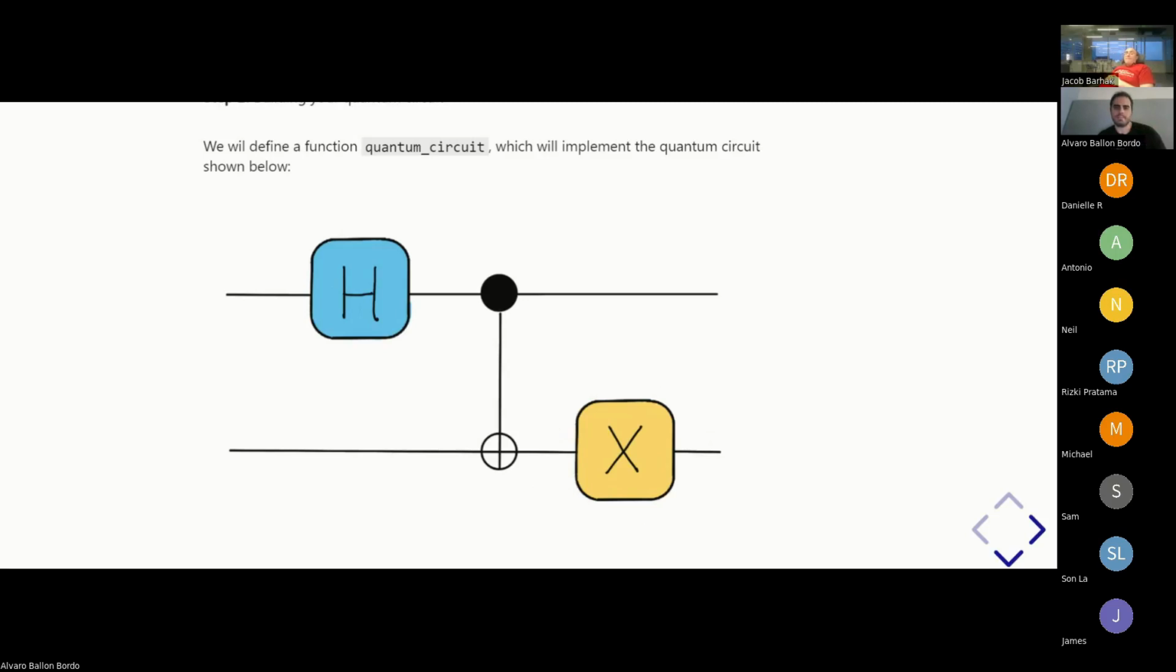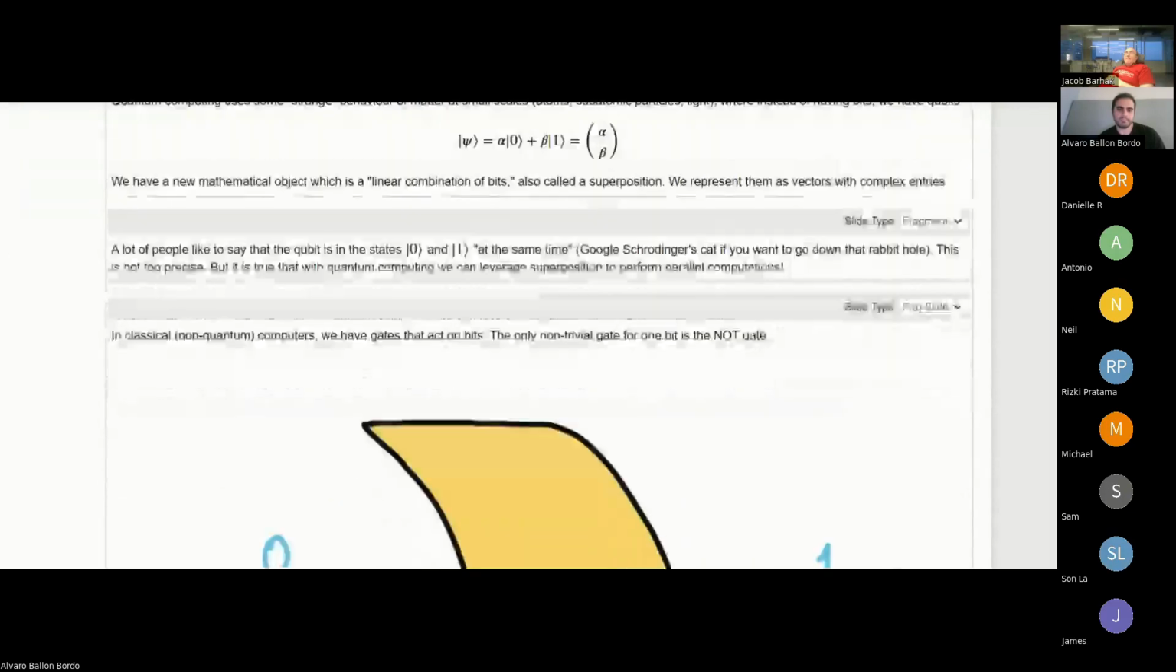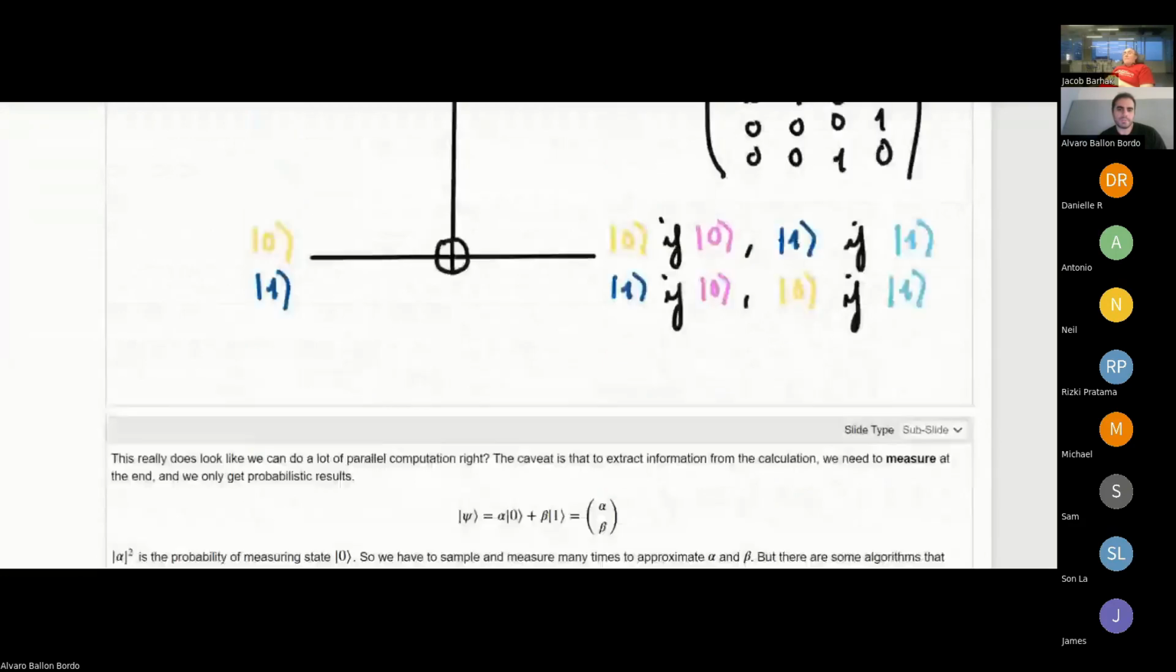So let's play around with it. I'm just going to share my Jupyter notebook here, which is also the presentation.